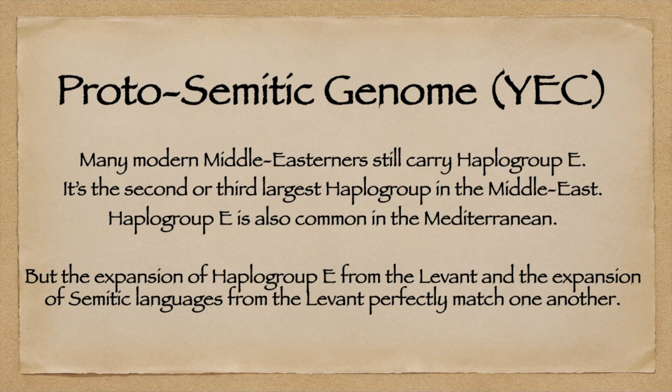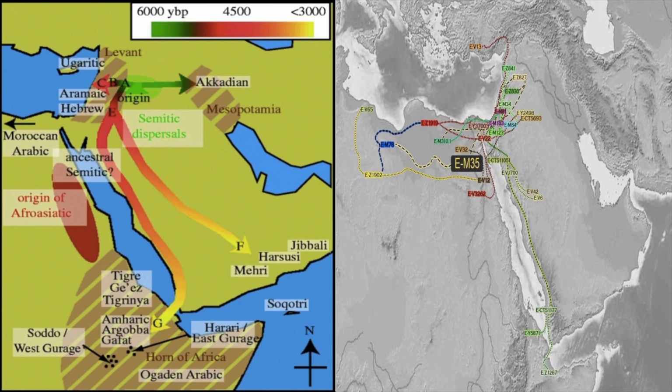It's the second or third highest haplogroup in the Middle East. Haplogroup E is common in the Mediterranean as well. But the expansion of haplogroup E from the Levant and the expansion of Semitic languages from the Levant perfectly match one another. And we'll make this clear again. When Semites began to expand from the Levant, it does perfectly overlap with the migration of haplogroup E throughout the Middle East and even into Africa.